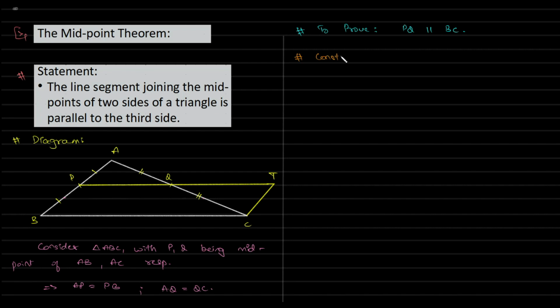Now let's do a bit of construction. So we'll extend PQ to T such that CT is parallel to AB. So this entire length is parallel to this. So we'll draw such a diagram. Now, how does this help? I'll give you guys clues and you can go about doing this. First, we need to prove that triangle 1 is congruent to triangle 2. So it's your job to prove this.